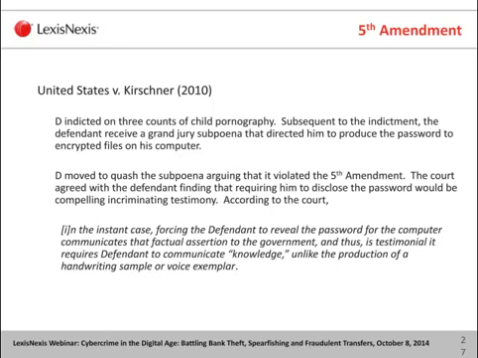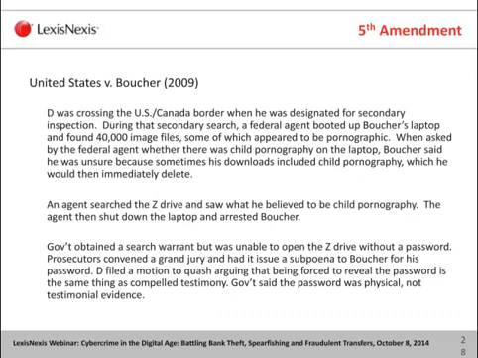Now, keep this Kirshner case in mind and then look at the difference between this and Boucher. So here, in Boucher, the defendant was crossing the United States-Canada border when he was designated for secondary inspection. During the secondary search, a federal agent booted up Boucher's laptop and found 40,000 image files, some of which appeared to be pornographic. All right. When asked by the federal agent whether there was child pornography on the laptop, Boucher said he was unsure. All right. The agent then searched the Z drive and saw what he believed to be child pornography. The agent then shut down the laptop and arrested Boucher.